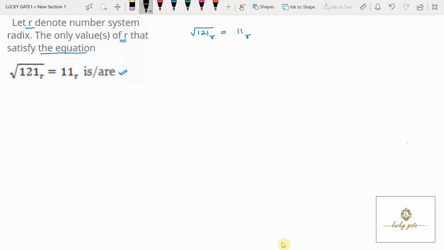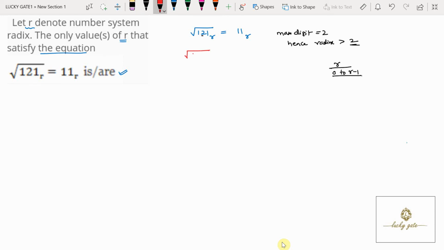Now understand, what is the maximum digit? The maximum digit in the given equation is 2. Because the maximum digit is 2, the radix should definitely be greater than 2. Why? Because if the radix is R, the digits of that radix system should range from 0 to R minus 1. Keep this point in mind and try to solve the question.